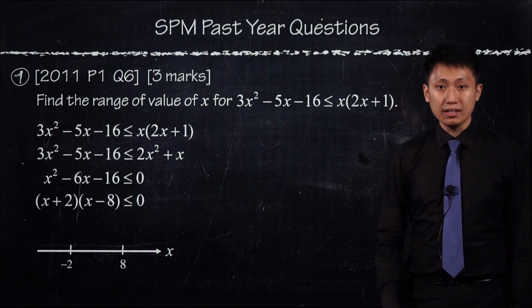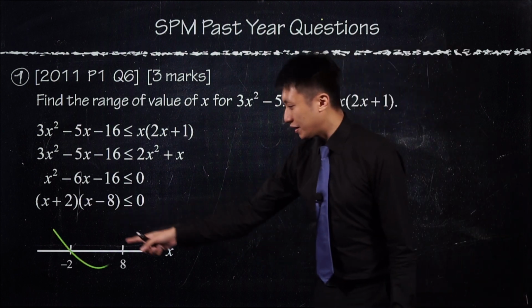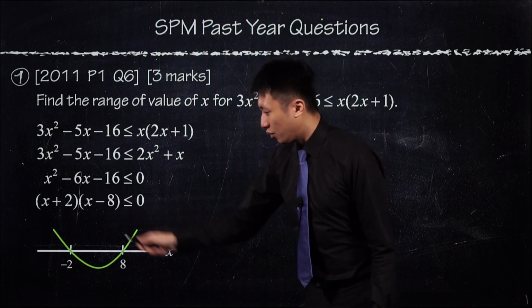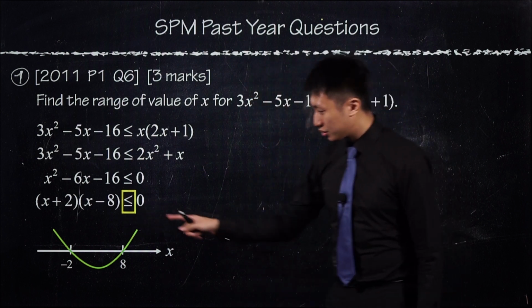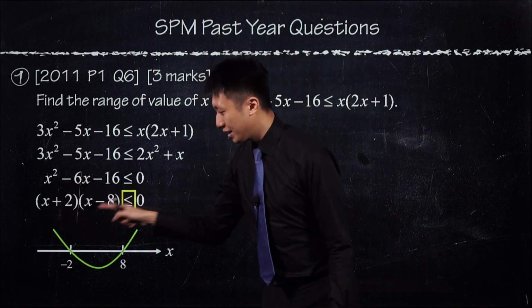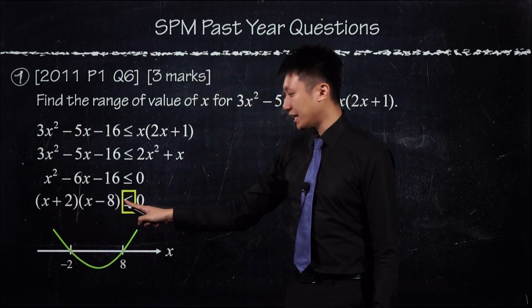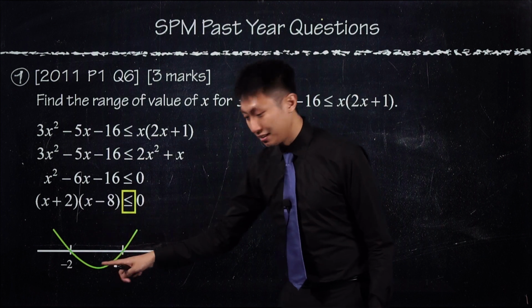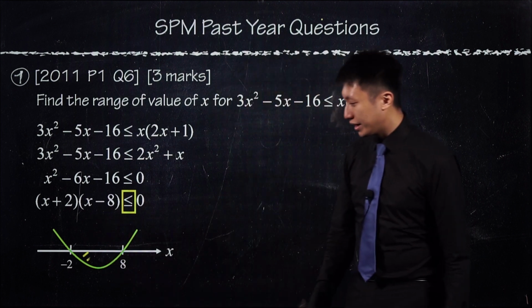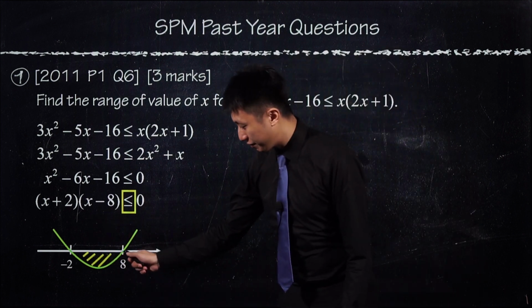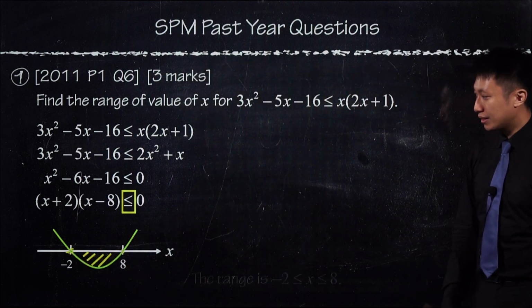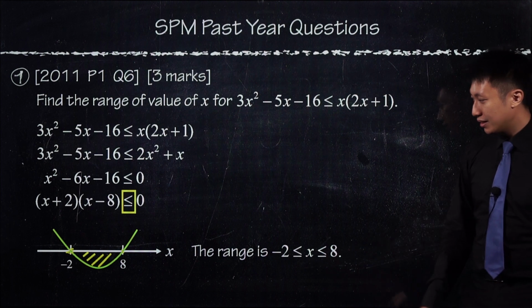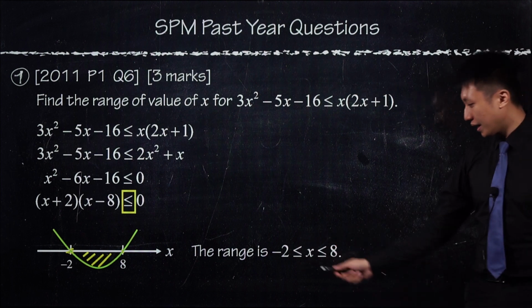So I put -2 and 8, and it's a smiley face. I draw a smiley face, and you see less than or equal to, so it will include the points. You want the graph to be less than or equal to 0. Less than means below, so you shade that part, inclusive of this point and this point. Okay? Then it's easy. Tell me the answer. Between -2 and 8, inclusively.